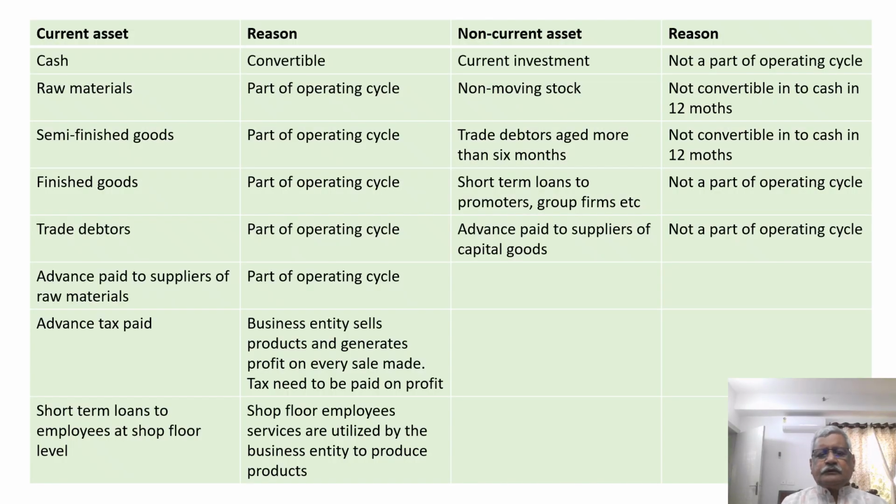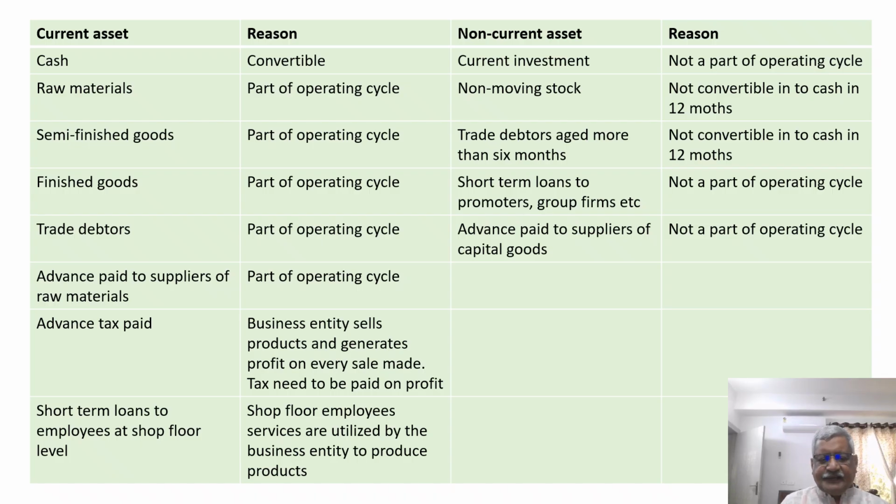Now, which are all the items which will come under current assets while doing credit appraisal, and which are all the items which come under non-current assets, and the reasons for classifying them as current assets and non-current assets are mentioned here. Cash: cash is convertible. Raw materials: part of the operating cycle. Semi-finished goods: part of the operating cycle. Finished goods: part of the operating cycle. Trade debtors: part of the operating cycle. Advance paid to suppliers of raw materials: part of the operating cycle.